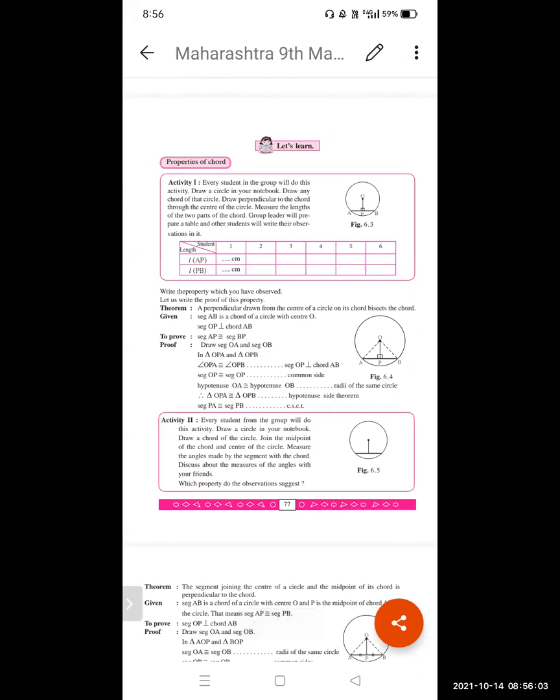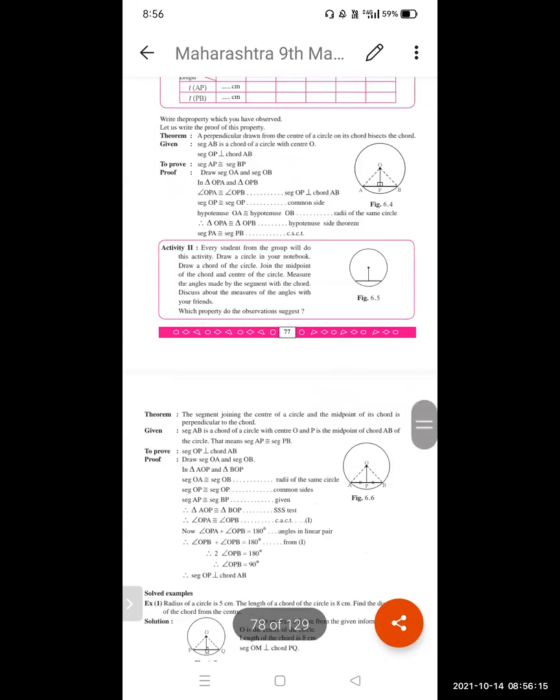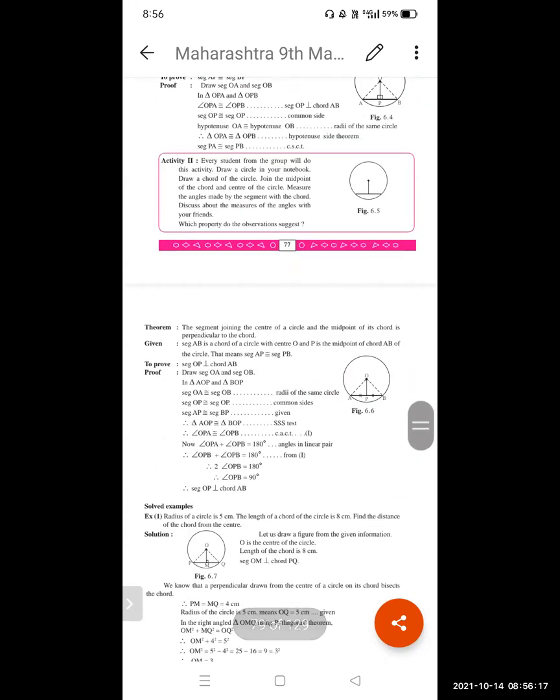The first theorem, once I want to revise that. We learned that a perpendicular drawn from the center of the circle on its chord bisects the chord, and one more, the segment joining the center of the circle and the midpoint of its chord is perpendicular to its chord.